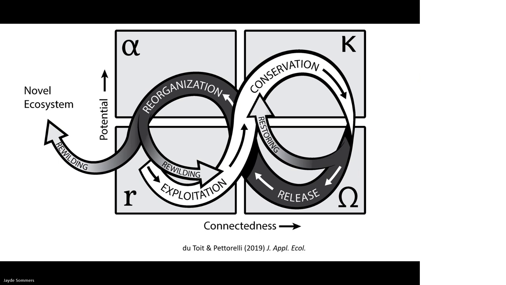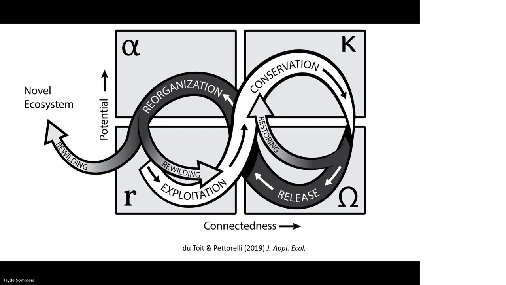Okay, so this is where rewilding is. This is what I consider to be, at least, the state of the science right now. And the question is, well, how can mathematics get involved? And I suggest there are a number of ways in which that can happen.